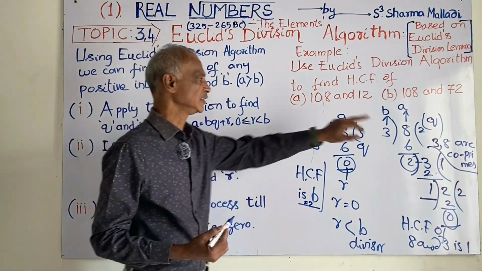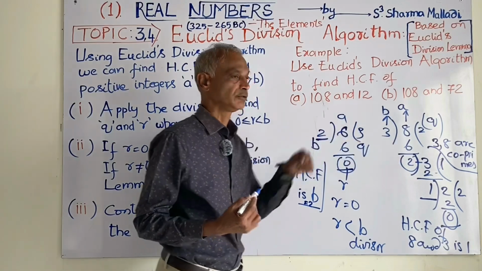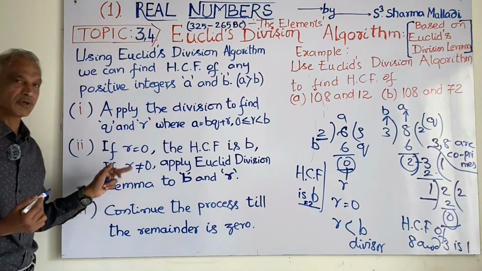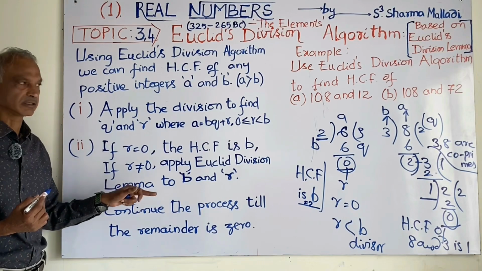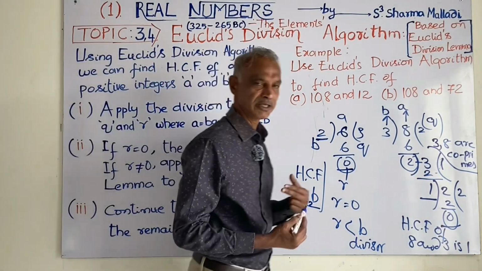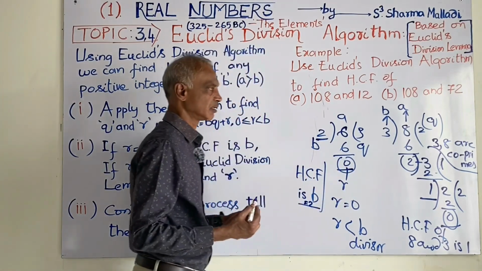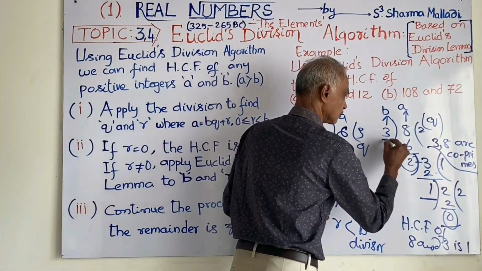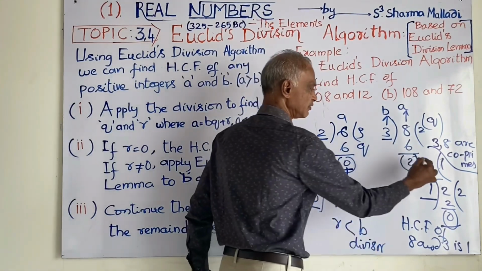Next, in this case, you are not getting remainder as 0. Then what do you have to do? If R is not equal to 0, apply Euclid's division lemma to B and R. Again, we have to apply Euclid's division lemma to B and R, which means divisor and remainder.